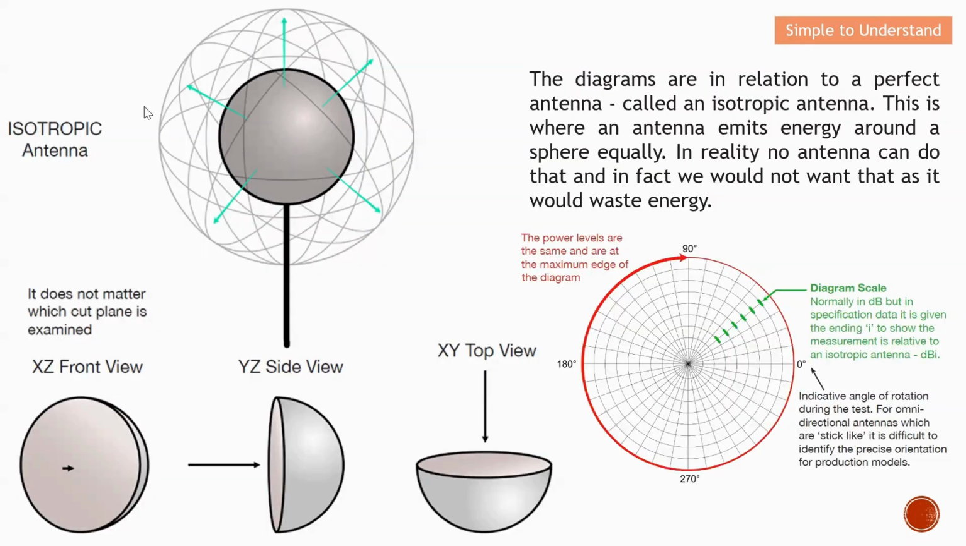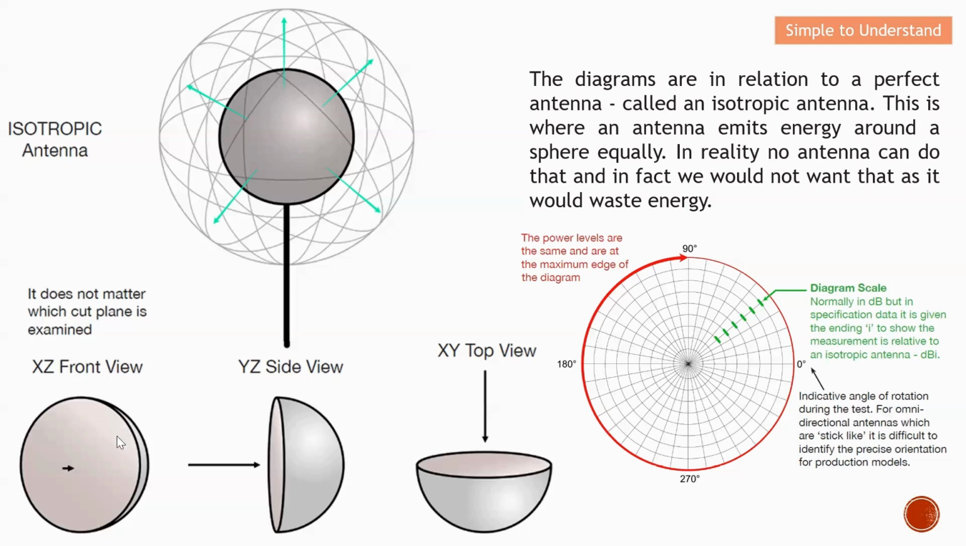Let's take a look at the isotropic antenna. They are known as the perfect antenna. Why? Because they emit energy around a sphere equally, as you can see from here. The antenna will be located right at the center of this sphere. In reality, no antenna can do that, which means that this is a perfect antenna which doesn't exist. Even if it really existed, we would not want it because it would waste a lot of energy.